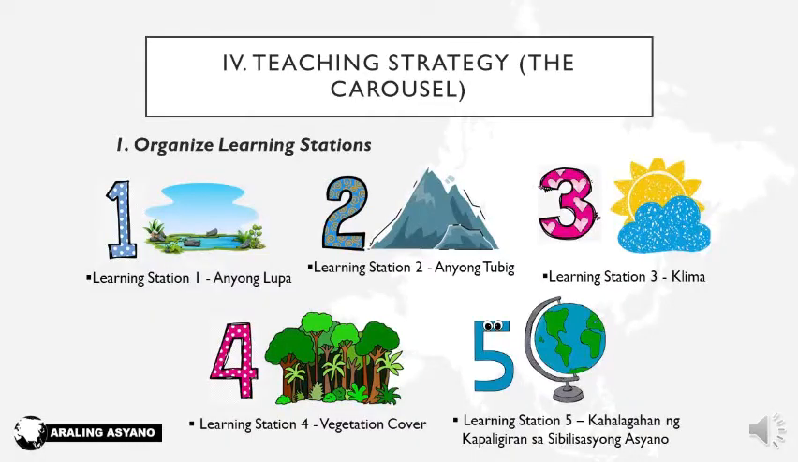Learning Station 1, anyong lupa or landforms. Station 2, anyong tubig or water forms. Station 3, klima or climate. Station 4, vegetation cover. And the last learning station is kahalagahan ng kapaligiran sa sibilisasyong Asyano, or the importance of environment in the Asian civilization.